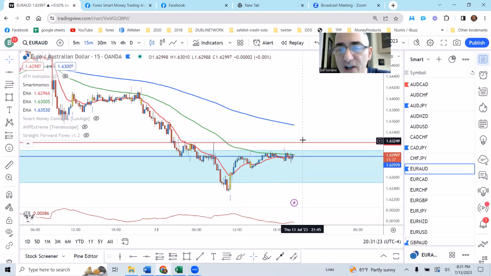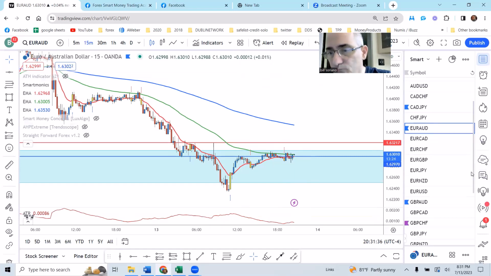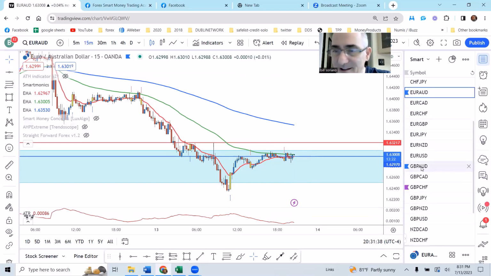So until we get this change of character, we can't set our limit order down here because price isn't showing us that it's ready to move up yet. It hasn't given us enough proof yet, so to speak.